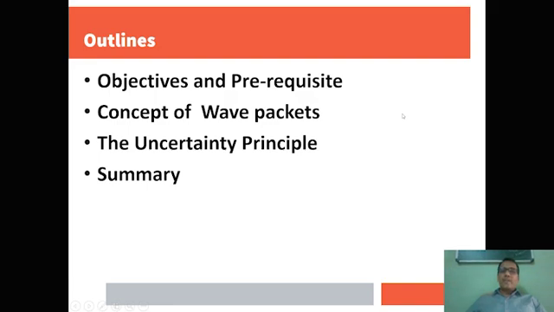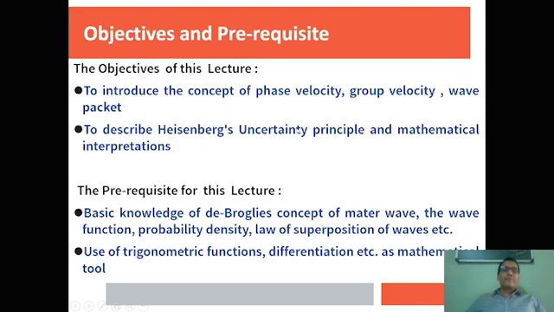Outlines of these lectures, the objectives and prerequisite of lectures. This is the first outline. Second, the concept of wave packet. This is the new concept. And uncertainty principle. This is the third topic which I will cover in detail, because this topic is very important as far as quantum physics is concerned. These topics completely differentiate quantum physics and Newtonian physics. And finally, I will summarize this lecture.